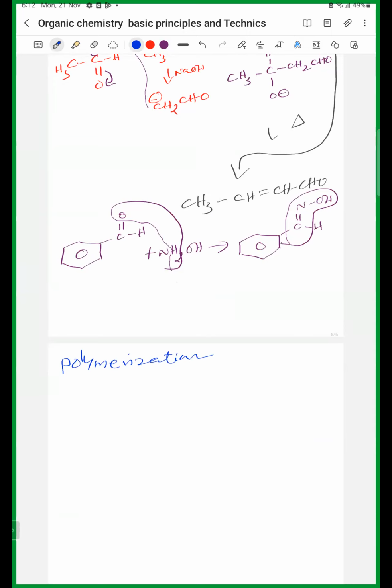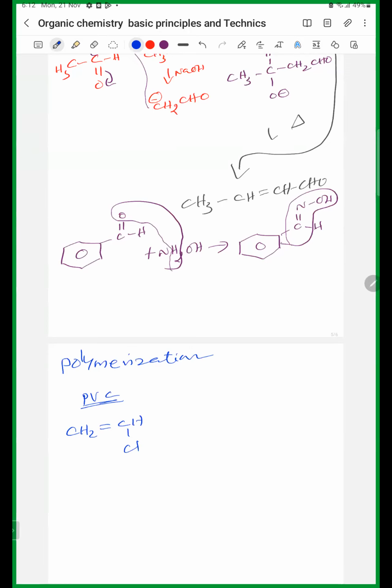So polymers are larger molecules which are made up of small repeating units. The small repeating units are called monomers. The process by which the monomer molecules are linked to form a polymer is called polymerization. For example, polyvinyl chloride, PVC. So you have to take the vinyl chloride. What is vinyl chloride? CH2 double bond CHCl.